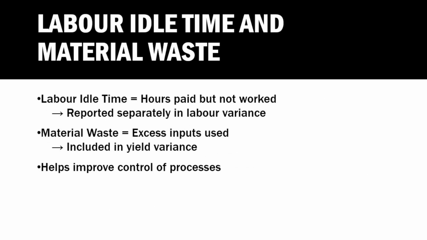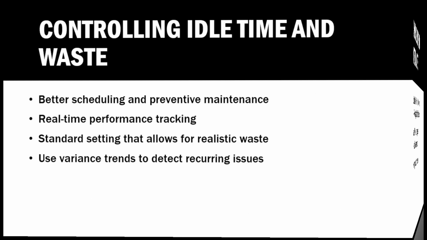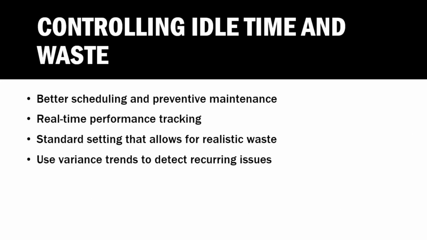Next, let us look at idle time and waste. Idle time represents hours paid but not worked, often due to machine breakdowns. This is shown separately in labor variances. Material waste refers to using more input than planned and is included in the yield variance. Both highlight process inefficiencies. To control these issues, improve scheduling, reduce downtime, maintain equipment, and set realistic standards that allow for normal levels of waste.